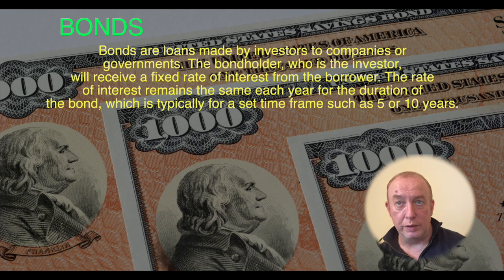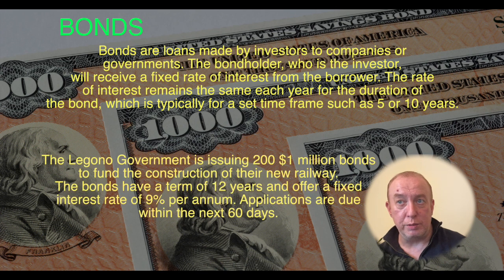For example, the Kurdistan government is issuing 200 $1 million bonds to fund the construction of their new railway. The bonds have a term of 12 years and offer a fixed interest rate of 9% per annum. Applications are due within the next 60 days.